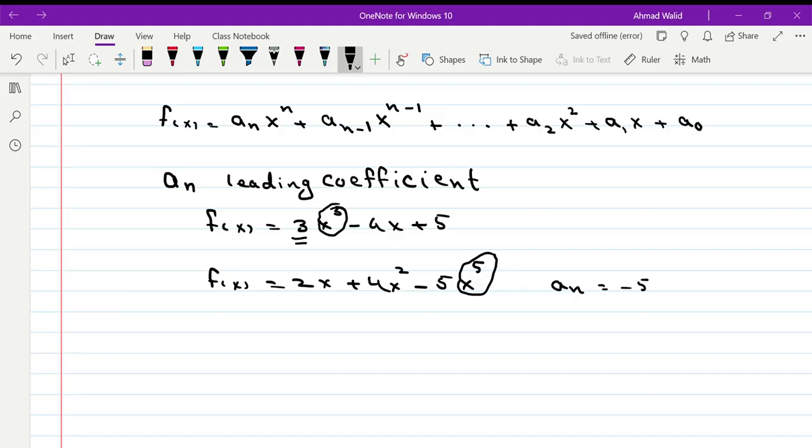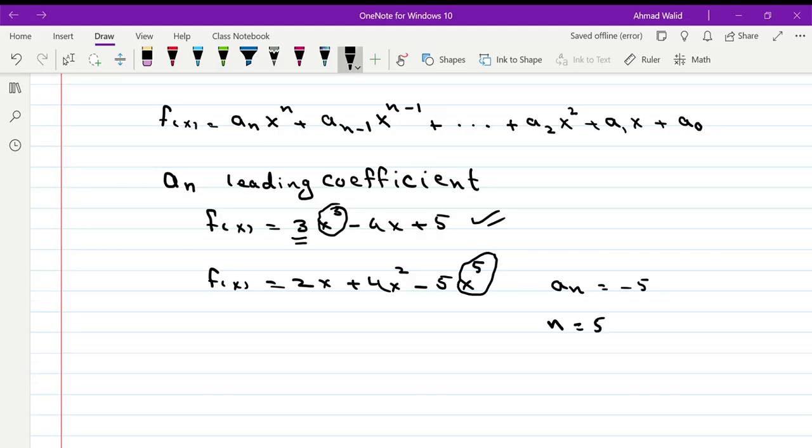n is the degree of your polynomial function. For example, in number 1, f of x equals 3x cubed, this is a cubic function or third degree function. In the next one, f of x equals 2x plus 4x squared minus 5x to the power of 5, this polynomial function is of degree 5. Correct? Because n is equal to what? n is equal to 5.